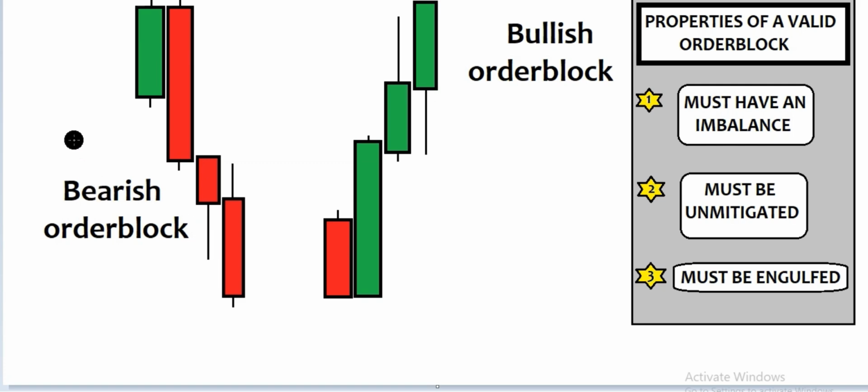Write all these things I'm saying. These are key points that I might not say again. A bearish order block only appears in a bearish market. So you want to see a market in a bearish trend in order to mark out a bearish order block. That's one point.